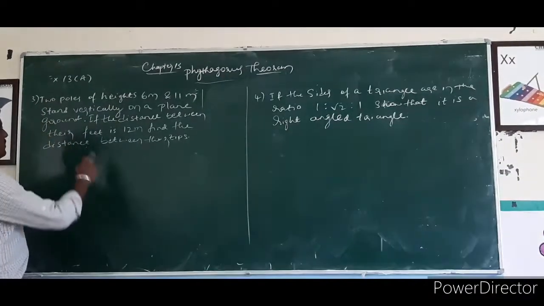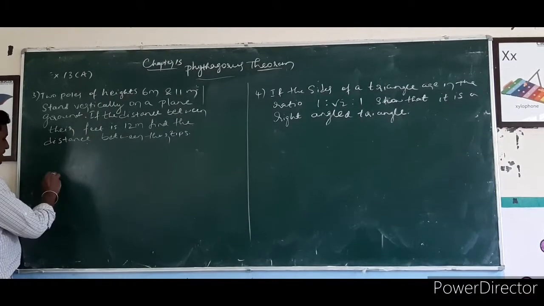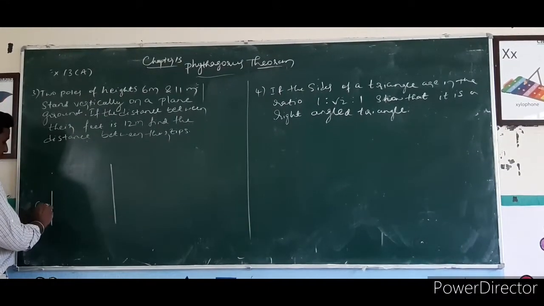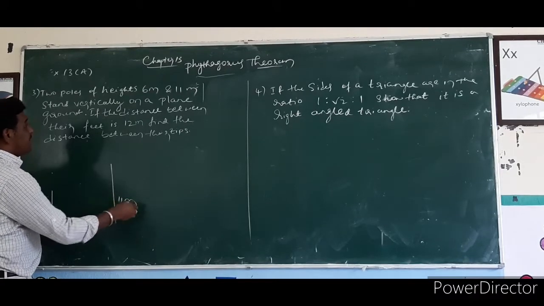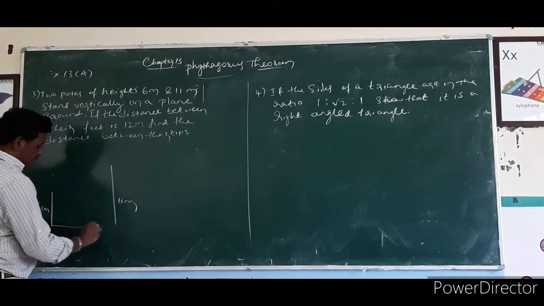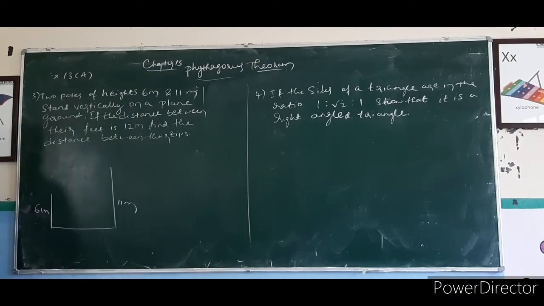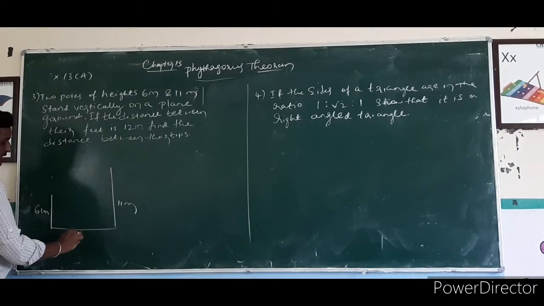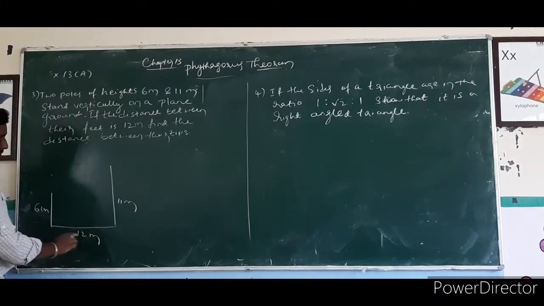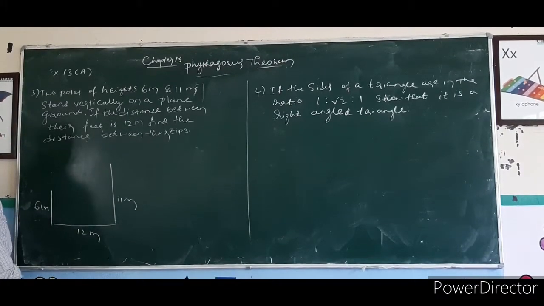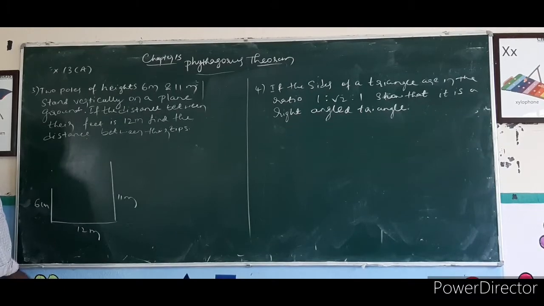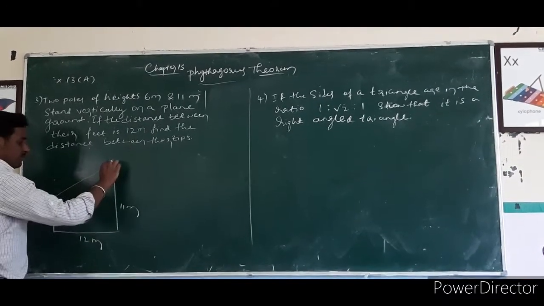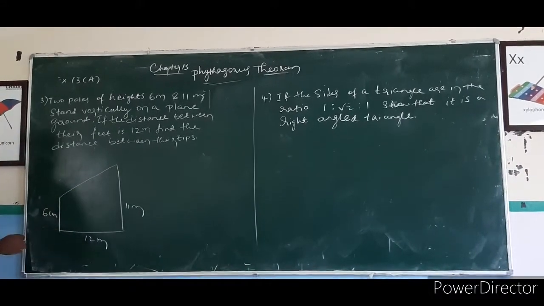Next problem: two poles of height 6 meter and 11 meter stand vertically on the ground. This is 6 meter. This is 11 meter. If the distance between the two poles at their feet is 12 meter, find the distance between their tips. Means from this pole's tip to this one, we have to find out the distance.